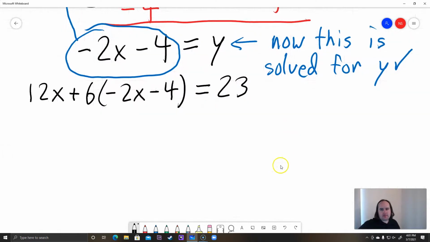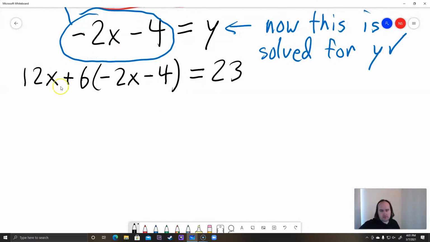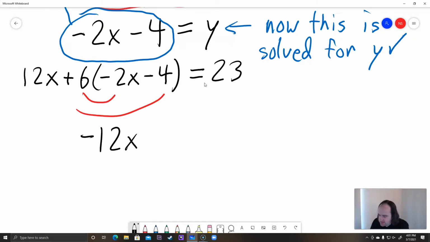Okay, so we've substituted, but now we need to solve this equation. And if we solve this, we're going to see something weird that we haven't seen before. So obviously you want to distribute first, so we're going to distribute the 6 first. Distributing the 6 to each term, 6 times negative 2x is going to give us negative 12x, and then 6 times negative 4 is going to give us negative 24. So we're going to have negative 12x minus 24. And don't forget we still have a positive 12x over here. And then on the other side we have equals 23.